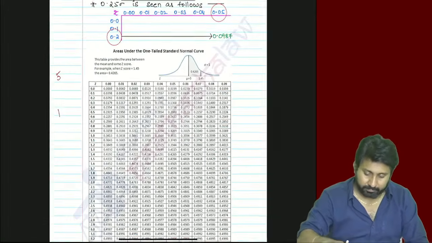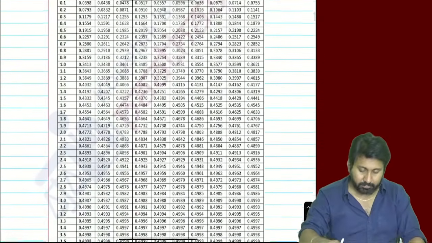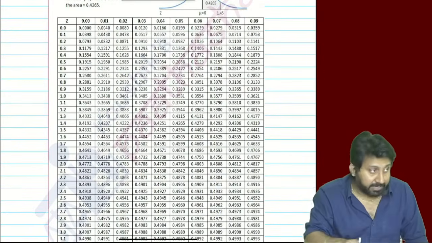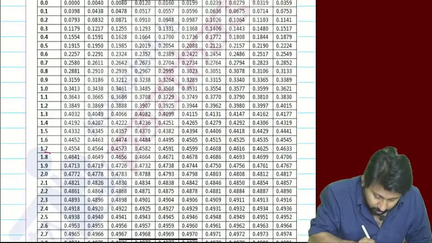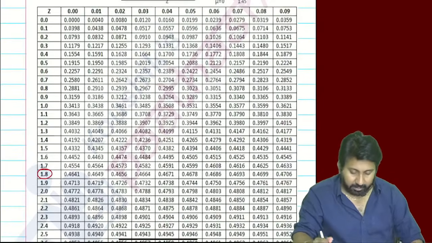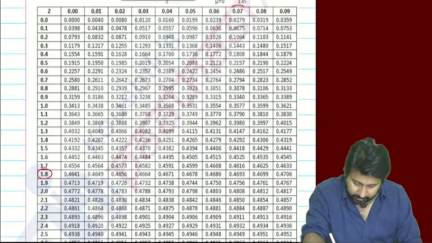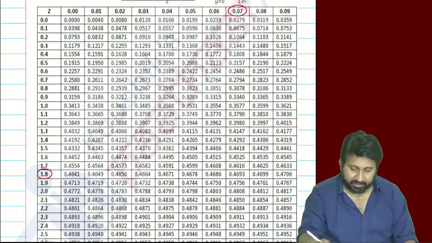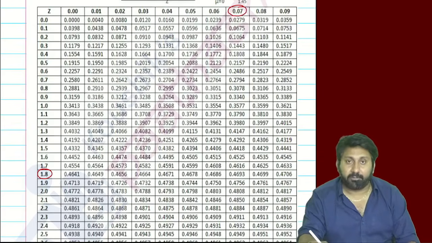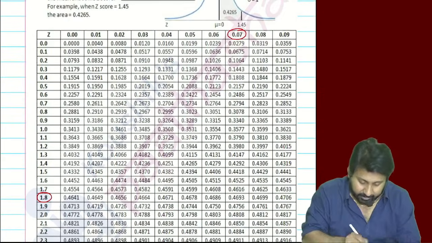See here. Observation please. Z value 1.8. Okay, 1.8, 7. Okay, 1.875. 1.875 is between 1.87 and 1.88.